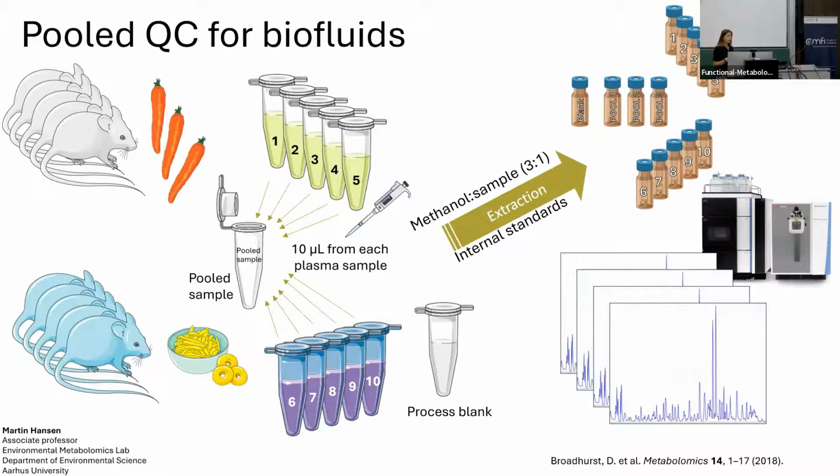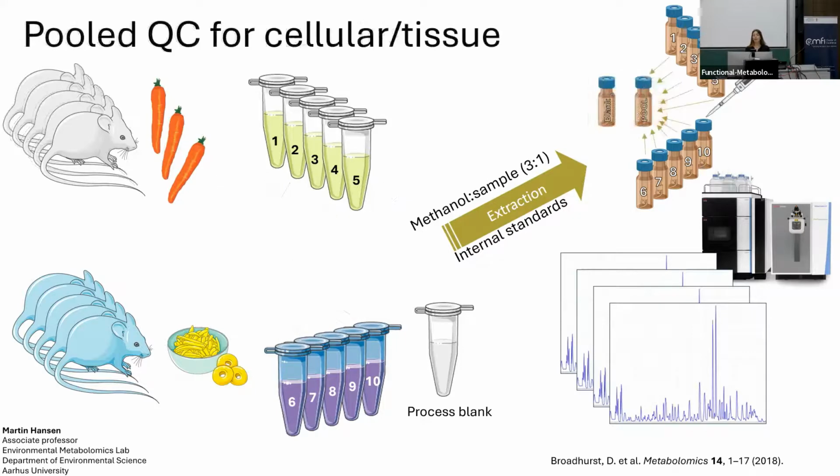And here, this pooled QC can actually reflect the variance you have through your sample preparation technique. But if you have cellular or tissue samples, you can't pool them before the sample preparation because the samples are not homogenized. So you have to homogenize, do all the sample prep, and then pool them. So that will not reflect the variance you have in the sample preparation technique, right? It will only reflect the variance you have in the acquisition part later on.